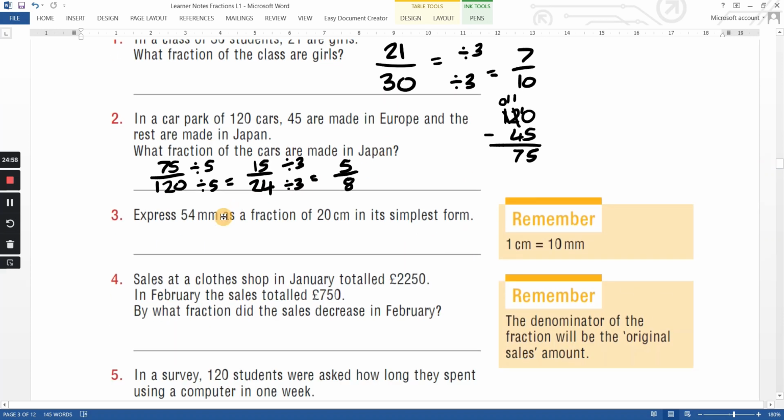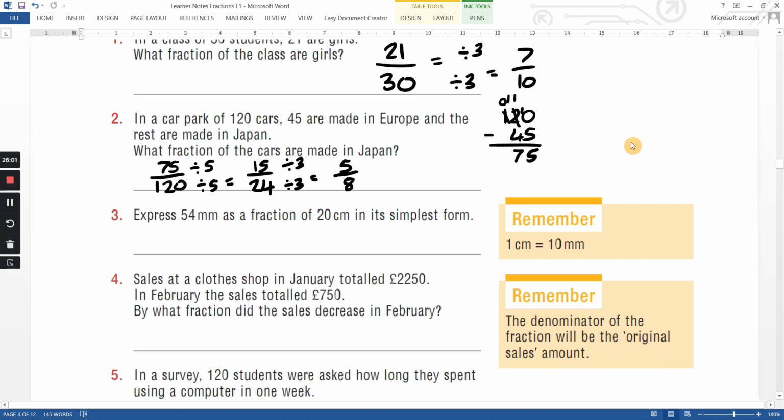Next one, express 54 millimeters as a fraction of 20 centimeters in its simplest form. Yeah, just be careful with this one. I can't do 54 over 20 because they're not the same units. This is in millimeters, this is in centimeters. So let's change. Here we see that they've given you a bit of a hint. They won't give you a hint like this in the exam, so we definitely need to know this.